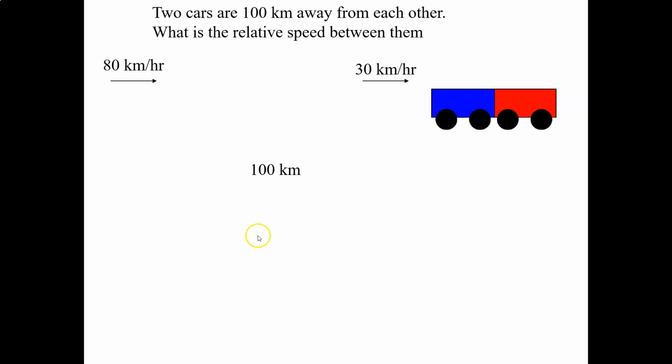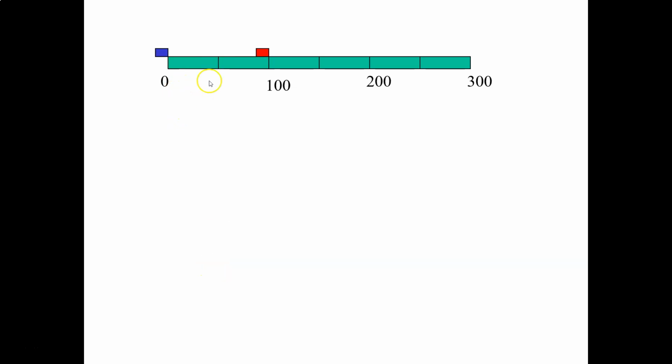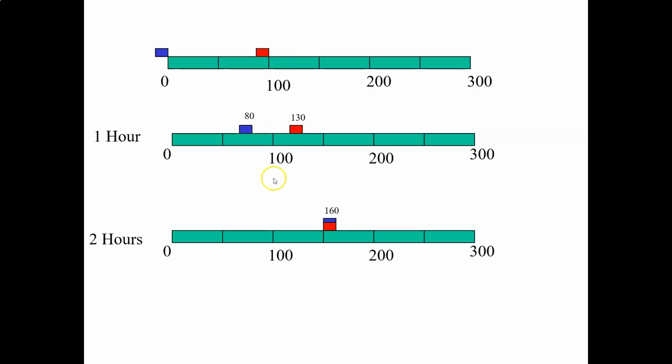Well, the fact that the red car is moving away means that the velocity is going to be subtracted, so the relative speed is going to be 50 kilometers per hour. And since they're 100 kilometers away with a relative speed of 50 kilometers per hour, it's going to take them 2 hours to collide. So after 1 hour, the blue car will have traveled 80 kilometers from where it started. And the red car went 30 kilometers from where it started. And then after 2 hours, they're both going to collide at the 160 mark, whatever the unit is.